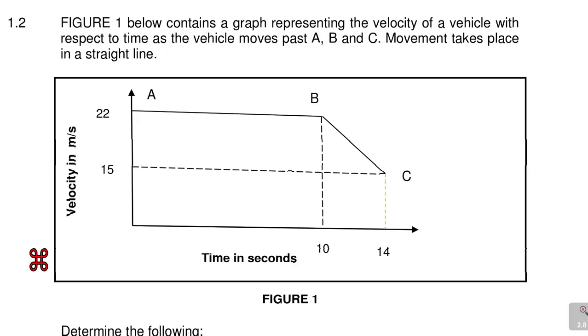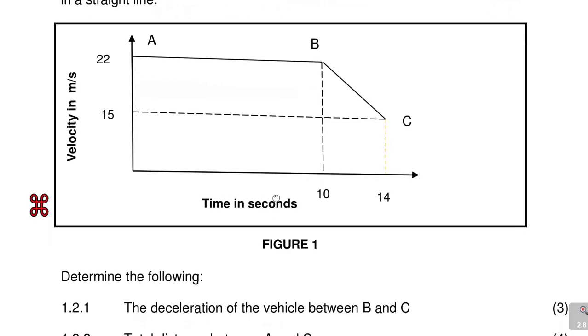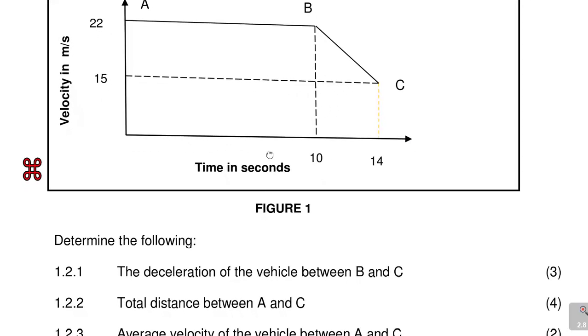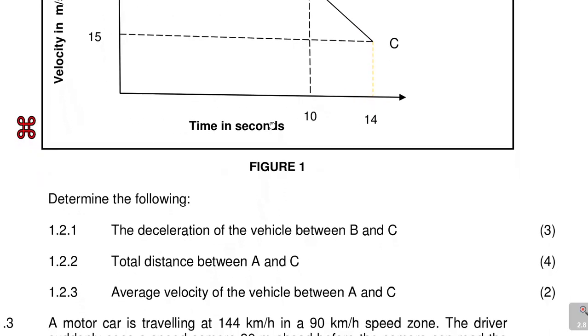That is very important, meaning for that part you can do your calculations, so it's movement in a straight line. Alright, now determine the following. The first part is 1.2.1. We need to find the deceleration of the vehicle between B and C.